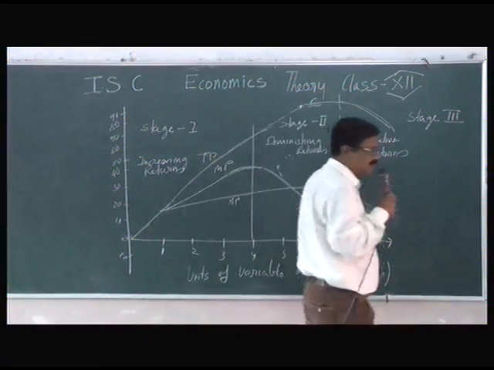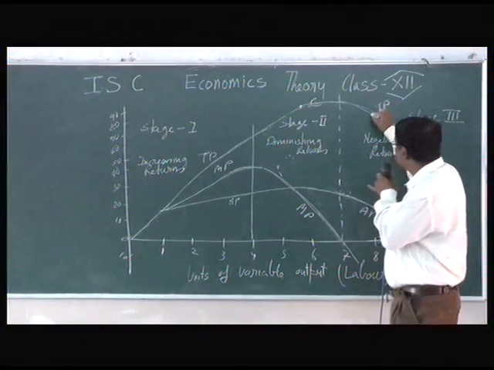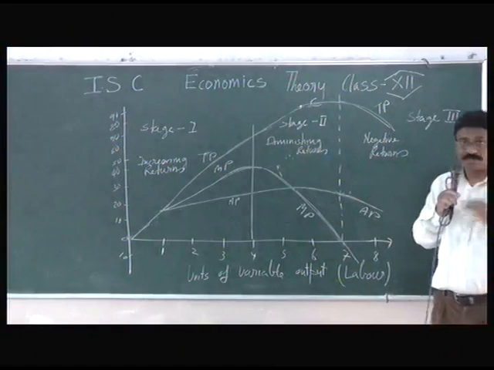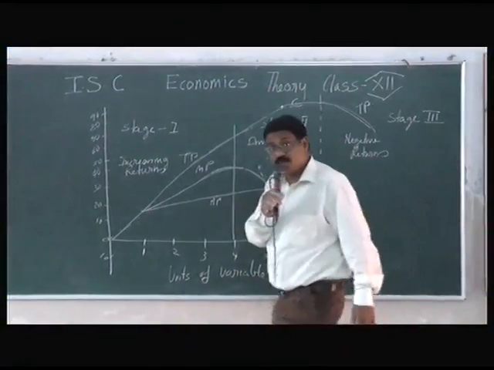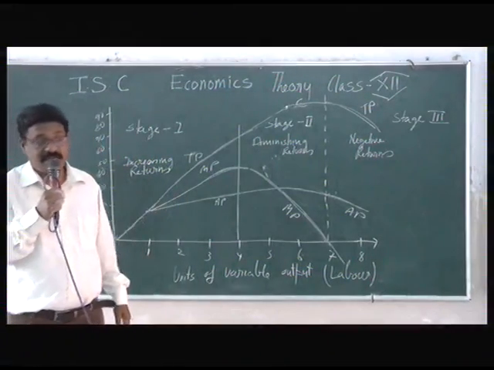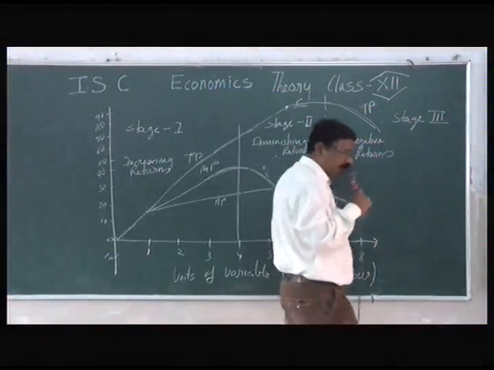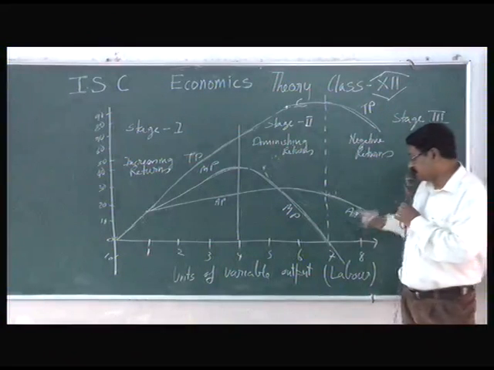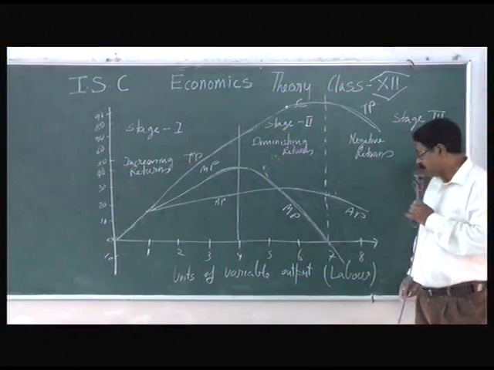Now comes negative returns. When the number of labor is increased beyond 7, there are negative returns. TP also falls, but it's positive. AP also falls. But the point to be noted here is that MP is negative. Marginal product is negative. Coming to this point 7, marginal product is negative.